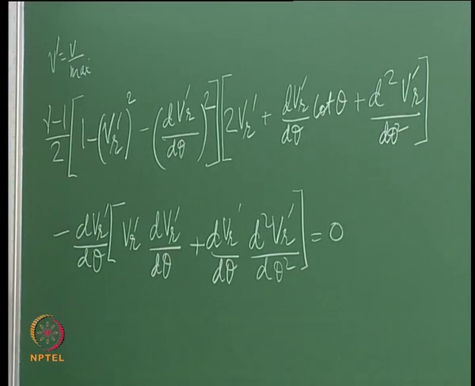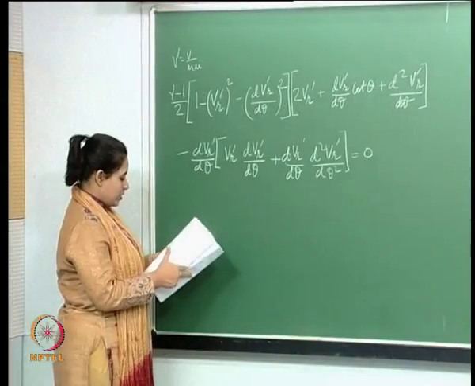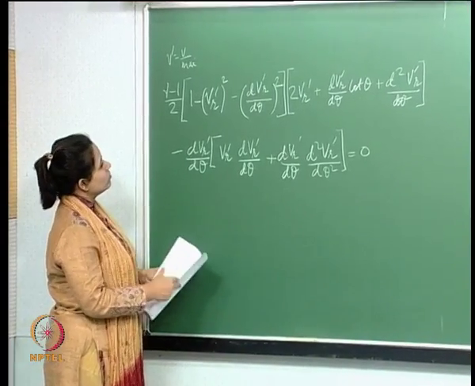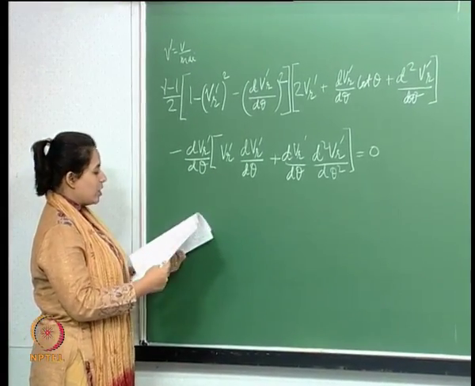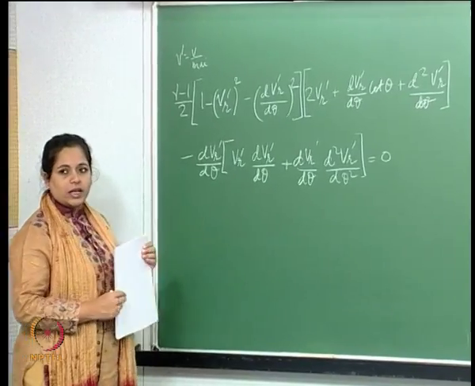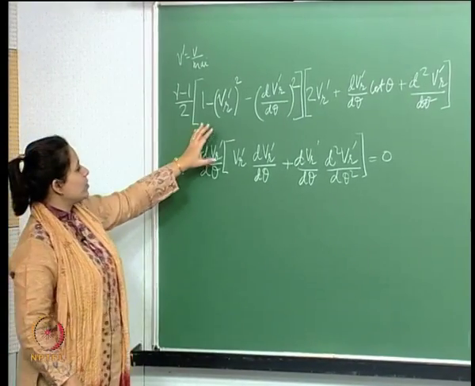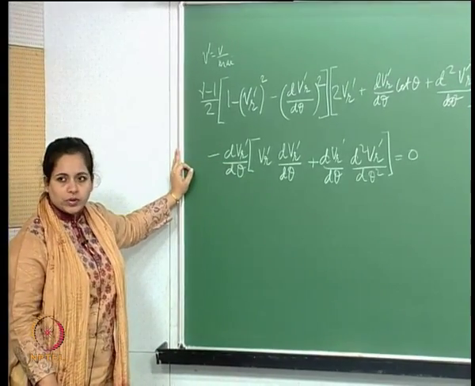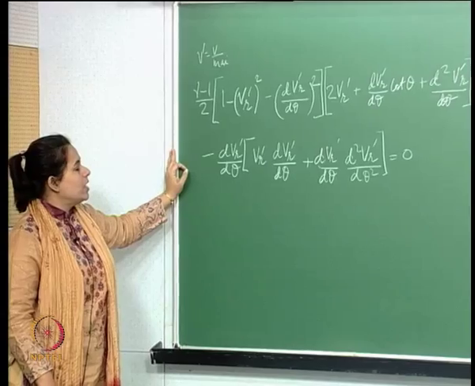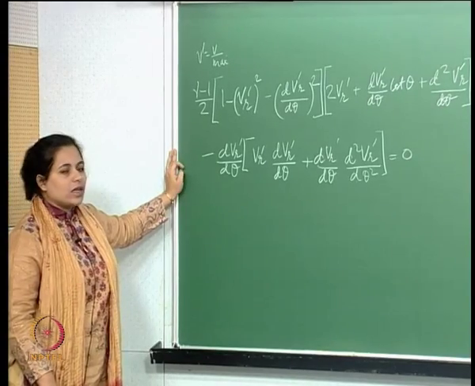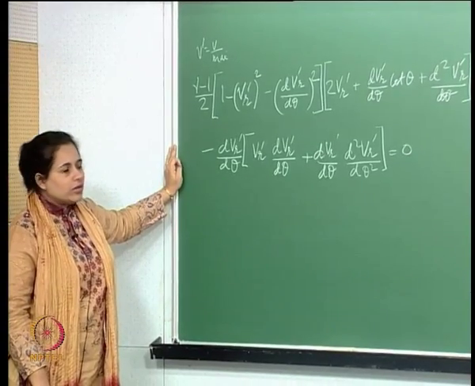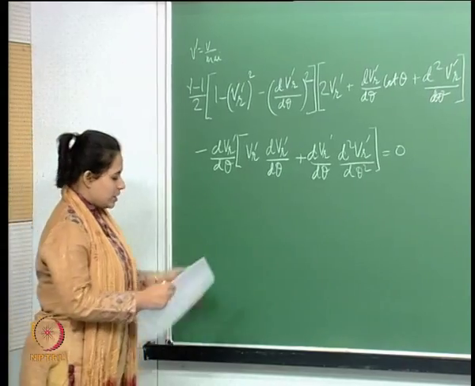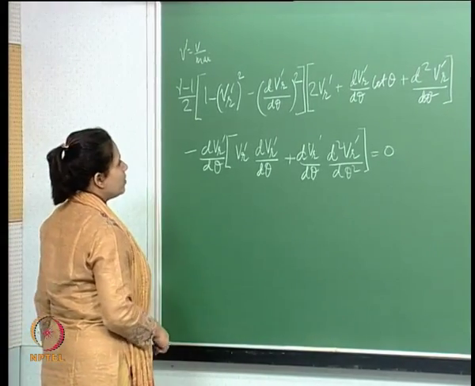So we said that this is an equation which has just one unknown, which is Vr dash. If we are able to find Vr dash from here, then we should be able to get the rest of the properties, which is V theta dash, and then correspondingly the thermodynamic properties. Okay, let's begin.